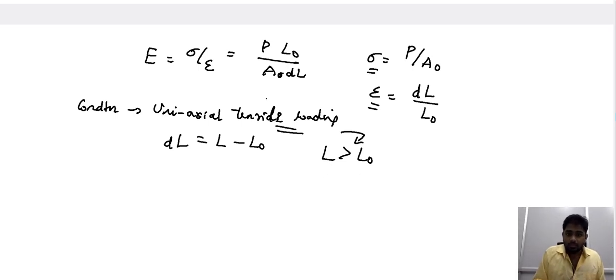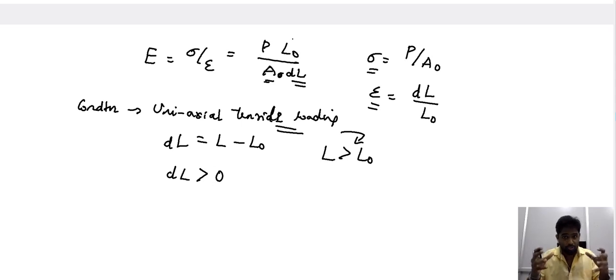So when you have L being greater than L naught, then dL will always be greater than 0. So in that case, you have dL always greater than 0, A naught, which is the original cross section of your sample, always greater than 0. The load that you are imposing, of course, is positive, so greater than 0. L naught, the original longitudinal dimension of your sample, is also positive. So ultimately, when dL is positive, the Young's modulus is also positive in nature.